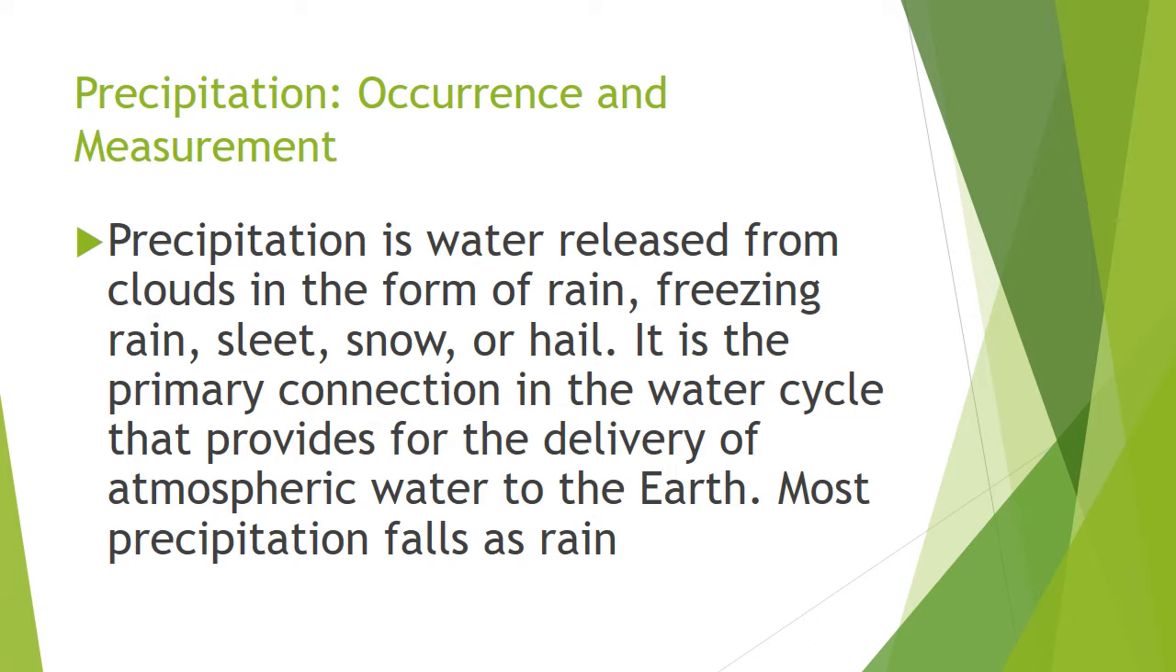So first, we have to tackle the precipitation, its occurrence and measurement. Last time, we already discussed precipitation. According to the definition, it is the water released from clouds in the form of rain, freezing rain, sleet, snow, or hail. It is the primary connection in the water cycle that provides for the delivery of atmospheric water to the earth. Most precipitation falls as rain.